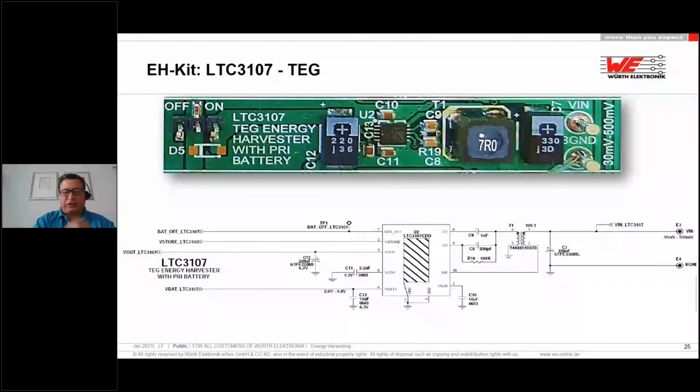And if you use a TEG, the bad thing is that it delivers a very, very low voltage in the beginning. And with a very low voltage, the chip will not work. So you need something to step up this voltage. In this case, you will use a 1 to 100 transformer, which is manufactured by us. And then you can apply it to the LTC3107 and start to operate with very, very low voltage, starting at 30 millivolts, already very low.